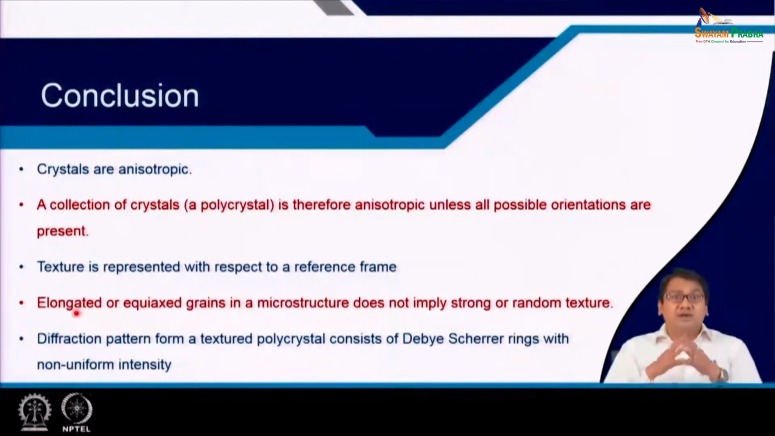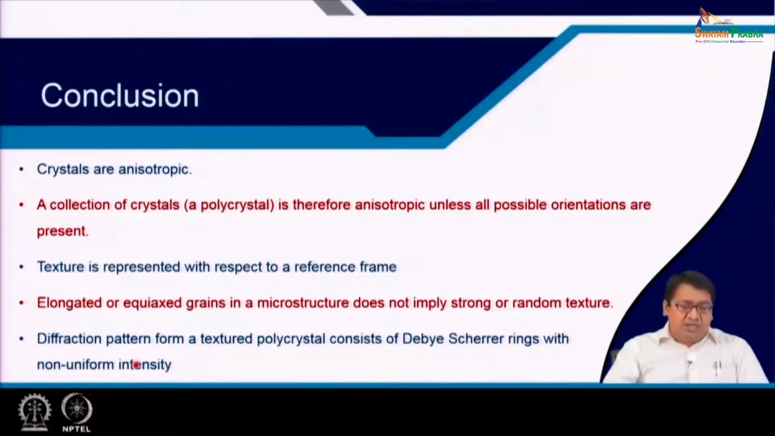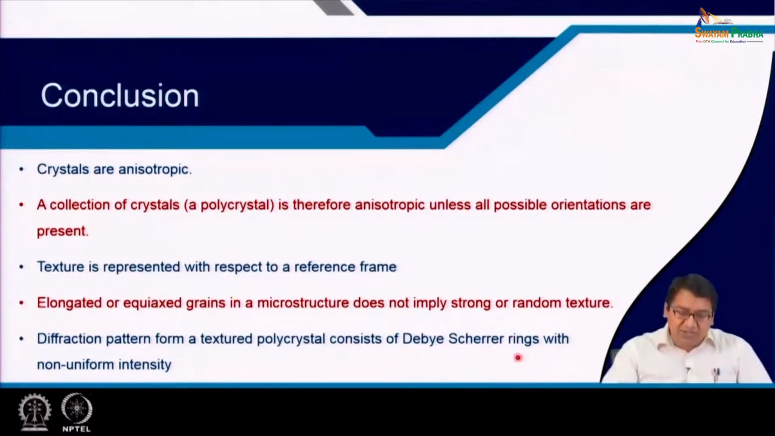Elongated and or equiaxed grains in the microstructure do not imply a strong or random texture. So, from the optical image or the AFM image, one cannot comment on the texture of the material. The diffraction pattern from textured polycrystals consists of Debye-Scherrer rings with non-uniform intensity.